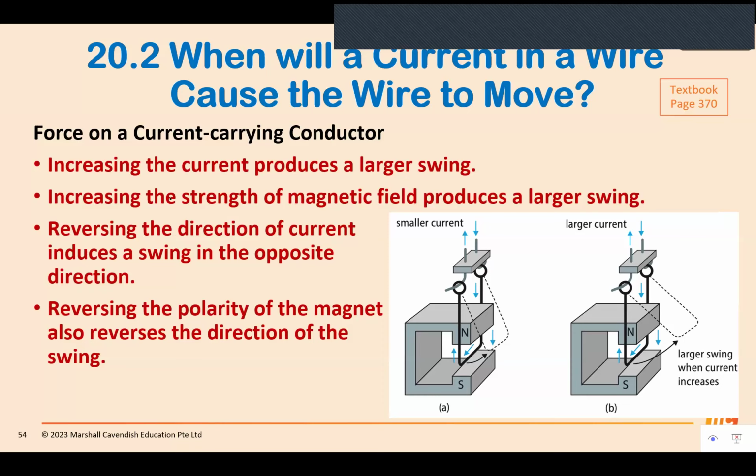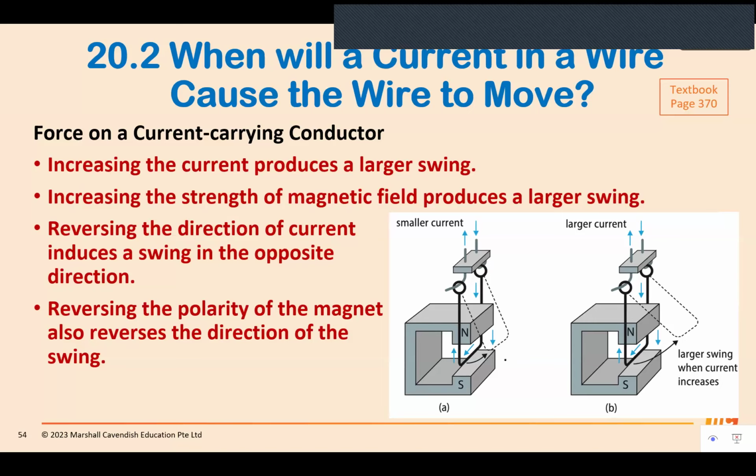Okay, so what are some of the ways to make the force larger or to increase the swing of this wire? So I can increase the current to produce a larger swing, or I can increase the strength of the magnet to produce a stronger magnetic field for me. Or, I want to reverse the direction of swing. Now the swing is moving to the right, okay, or the wire is swinging to the right.